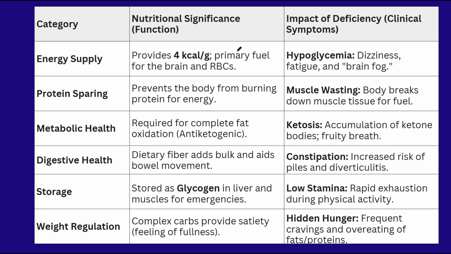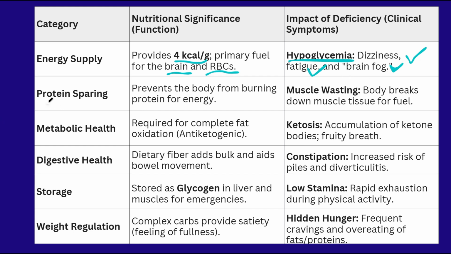Without any delay, let us understand the nutritional significance of carbohydrates. Firstly, we should understand the main functions of carbohydrates. Carbohydrates provide 4 kilocalories of energy per gram. This energy is in the form of glucose. It is supplied to all parts of the body, mainly to the brain and RBC, which work continuously. If there is a deficiency of energy, it can lead to a hypoglycemic condition. The symptoms we can observe are dizziness, brain fog, and fatigue.